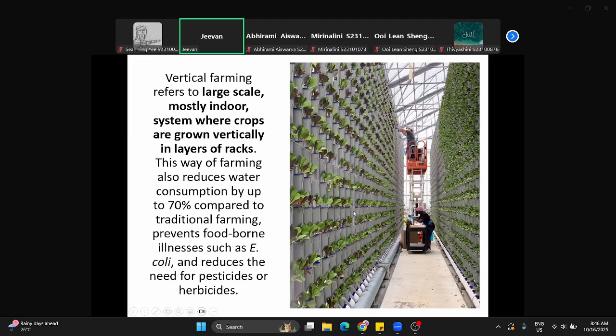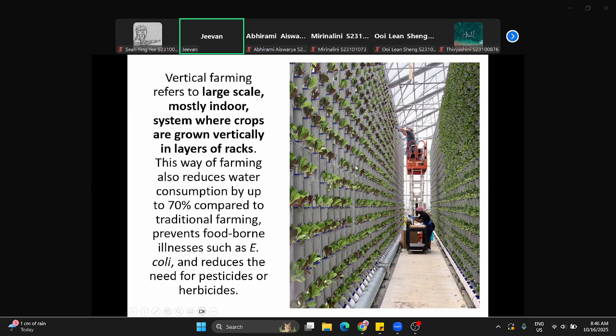And this is another one, hydroponics, but in a vertical farming method. This is large scale, mostly done indoors, where you can grow the crops vertically in layers or in racks like this. Why is it important? It reduces the use of soil. In conventional farming, you need a very large area to grow this many plants, but when it is done vertically, the area of land can be reduced.